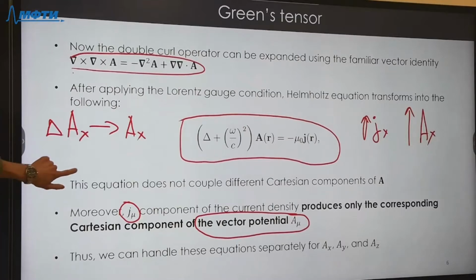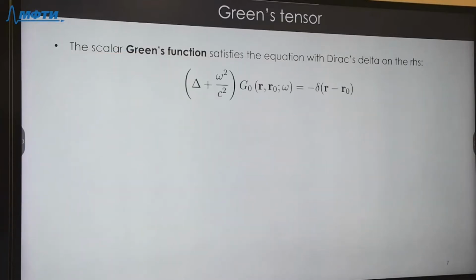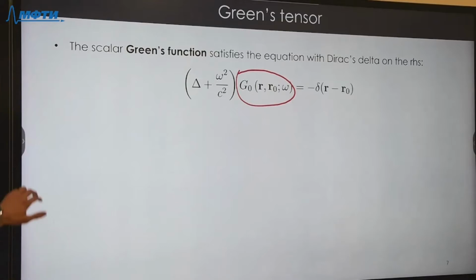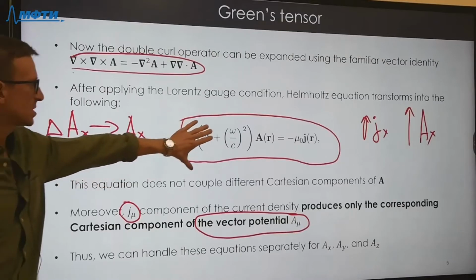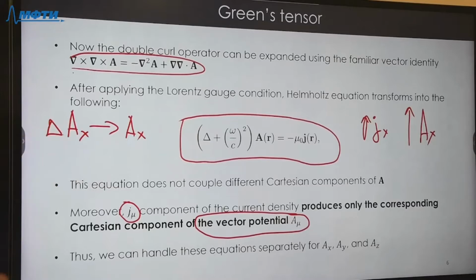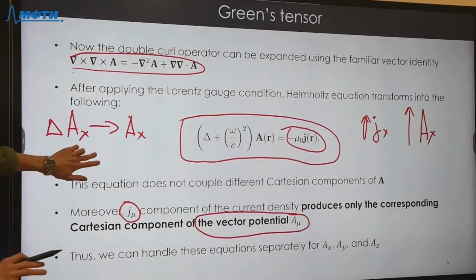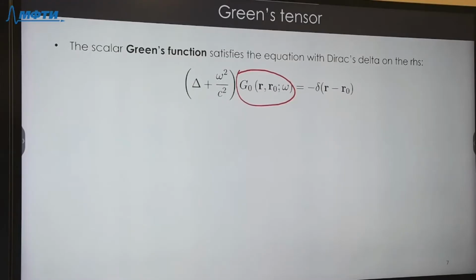And so we proceed and write the equation for the scalar Green's function. The scalar Green's function, G naught, by definition, satisfies the following equation. What we did is that we took the equation for the vector potential, and in place of J, we plugged in a delta function, with a minus sign. And now we need to solve this scalar equation. This is mathematical physics, so I'm not going to bore you with obtaining the solution to that.